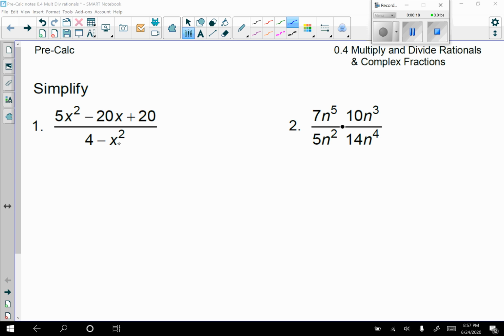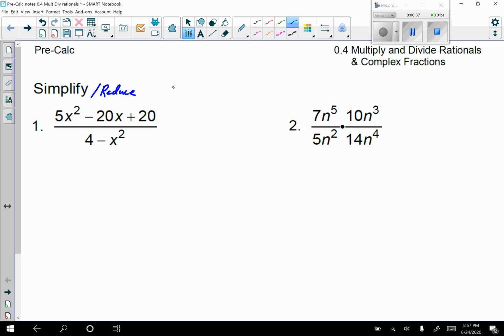Just a little reminder here. Simplify also means we have to reduce. So to reduce, we're looking for common factors. Remember, we cannot reduce terms. Those are parts of addition and subtraction. We can only reduce factors. We have to split it into multiplication.